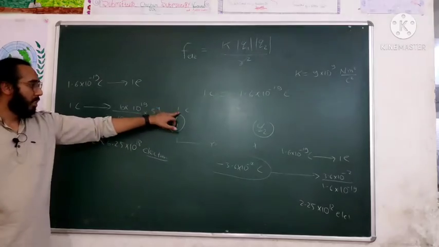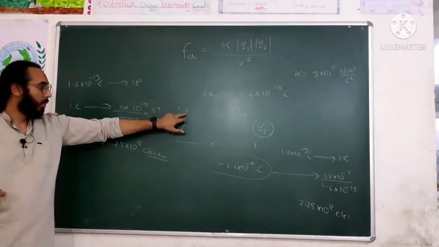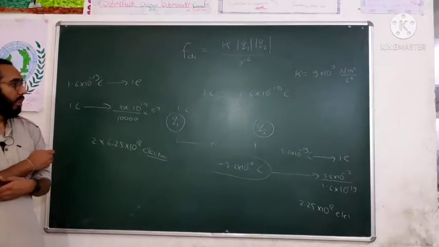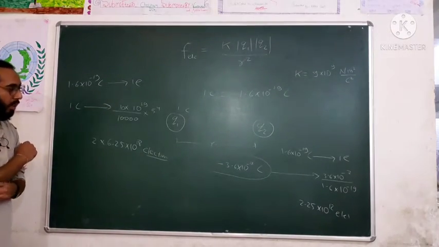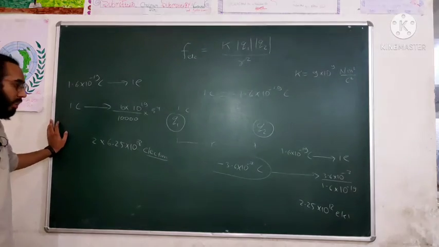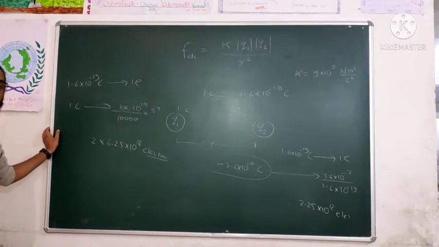So one Coulomb of charge corresponds to this many electrons. This is the quantization of charge. Thank you for this lecture, and we will study further in another lecture.